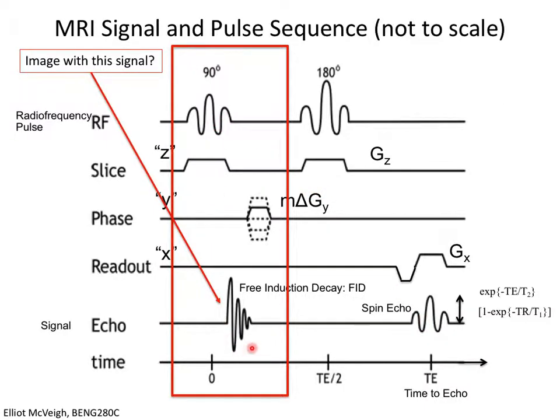Can we make an image just using this signal here? So we have signal after this first RF pulse. The magnetization vectors are in the transverse plane. They're oscillating. They're giving us a signal. Can we make a picture just from this signal? And the answer is yes.